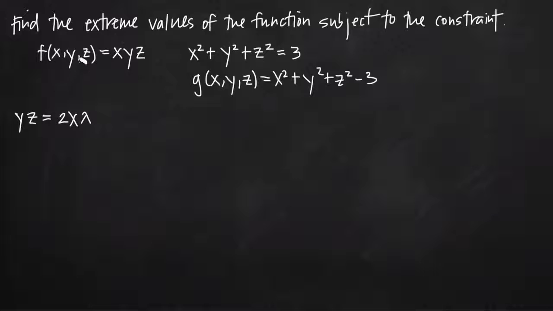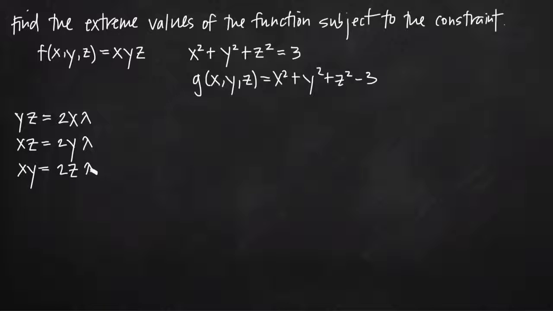Now we're going to do the same thing with the partial derivatives with respect to y. So the partial derivative of f with respect to y is just xz, and the partial derivative of g with respect to y is 2y. Then we multiply our result on the right-hand side by lambda. Now we take the partial derivative of f with respect to z, and we get xy. Taking the partial derivative of g with respect to z, we get 2z, and then we multiply our result by lambda.